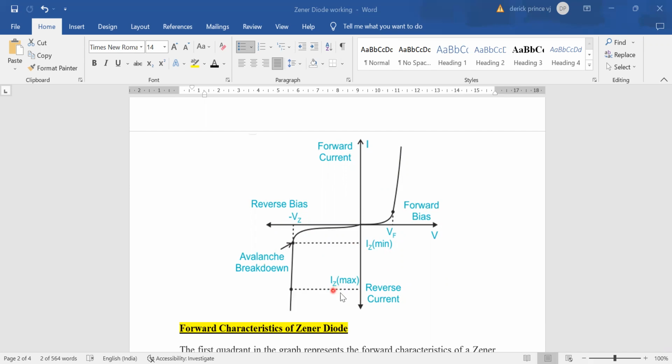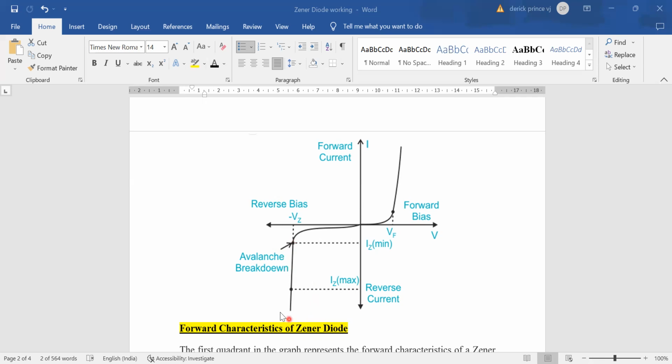This is the Zener current in reverse bias. So the Zener current increases, but the voltage remains constant. This dotted line shows that the Zener voltage remains constant in the reverse bias. This is called avalanche breakdown. This breakdown will occur in a normal diode as well as in the Zener diode.